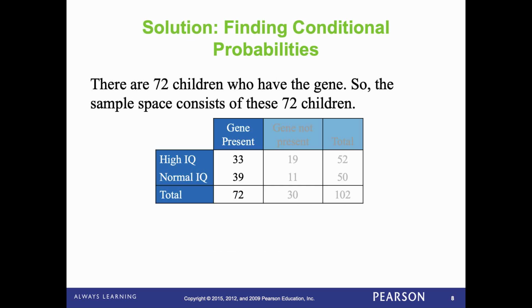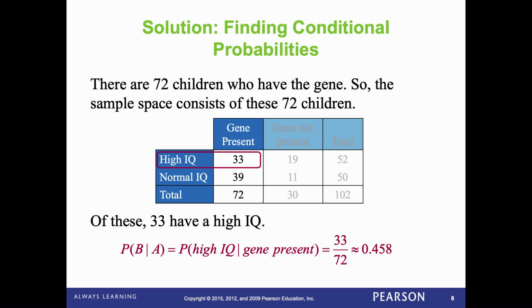So first, gene present. There are 72 kids that have the gene present. Now we want to look at, of those, the probability of picking one that has a high IQ. There are only 33 out of the 72 that have a high IQ. So the probability of having a high IQ, given that it comes from the subset of gene present, is 33 out of 72, or approximately 45.8%.